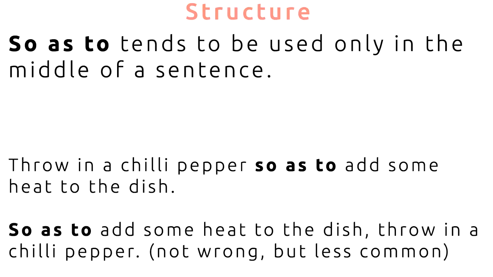We tend to use so as to in the second clause rather than the first clause. So as to and in order to are pretty much the same. The only difference is that we tend to use so as to in the second clause. It comes in the middle of the sentence. It's okay to use it in the first clause, it's just less common. It's not very often used in that position.